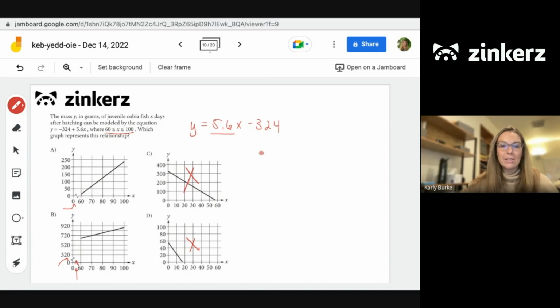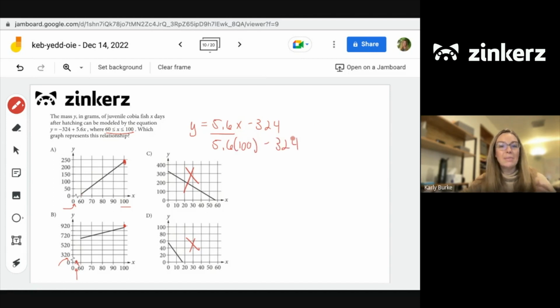I think that the best way to solve a problem like this is to pick a point on the graph. And if you take a look on graph A, it looks like it's 100, maybe like 230 around there. And graph B, if I plug 100 in, I'm getting close to 900. So let's use the equation and plug 100 in for X, 5.6 times 100.